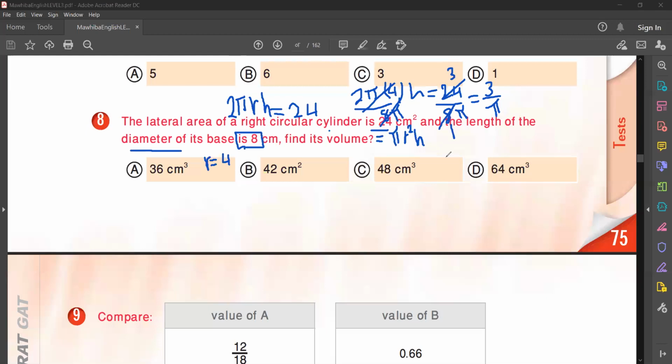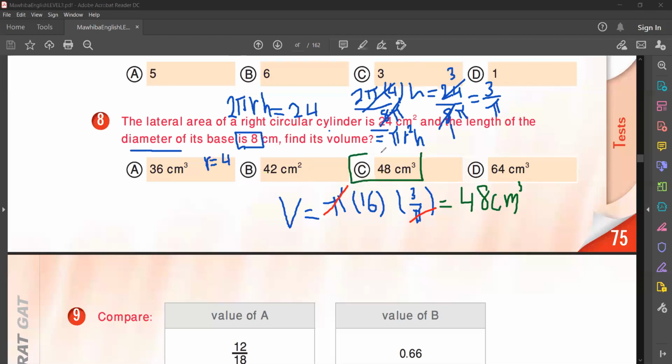Then we substitute in the rule. Volume equals pi r squared. r is 4, then you put 16, right? Because 4 squared is 16. Good. What about h? h is 3 over pi, then we can simplify pi with pi. Then 16 multiplied by 3 equals what? Equals 48 cubic centimeters. Now the answer is number C. You see? Right, good.